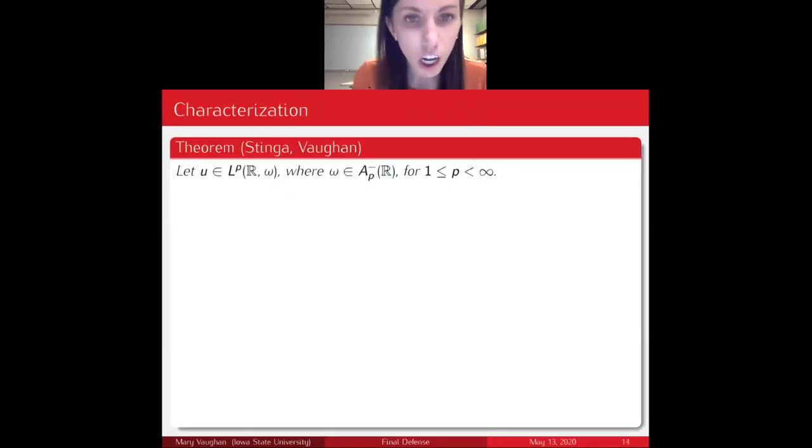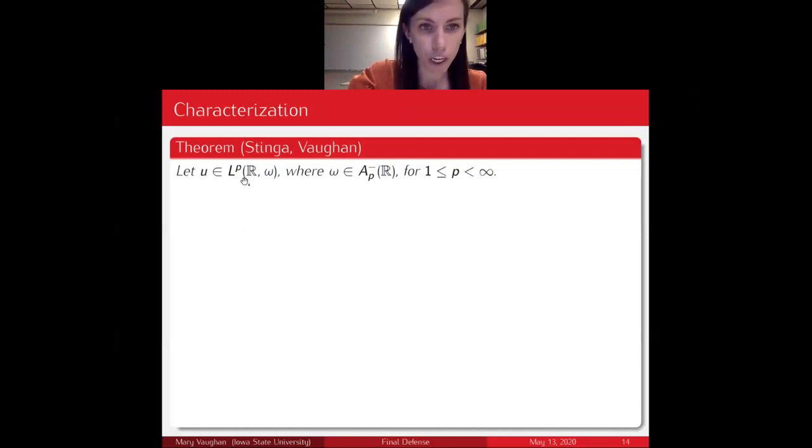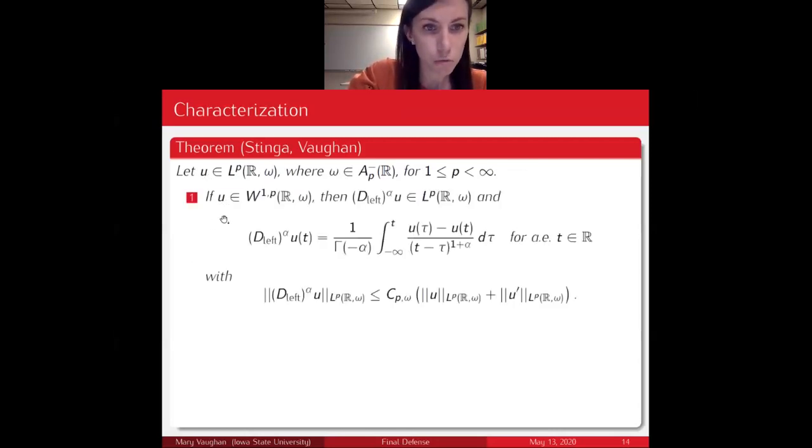So the first result of this chapter is our characterization. So if we take a function u in our weighted LP space for one of our Sawyer weights, and we additionally assume that u has a derivative in weighted LP, so it's in our Sobolev space, then the left fractional derivative, which a priori is just a distribution, is actually a function in weighted LP. The function agrees with the Marchand pointwise formula almost everywhere, and it satisfies this interpolation estimate.